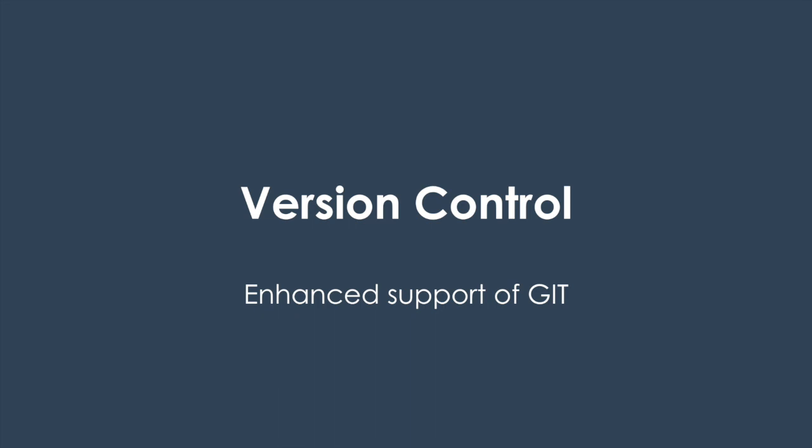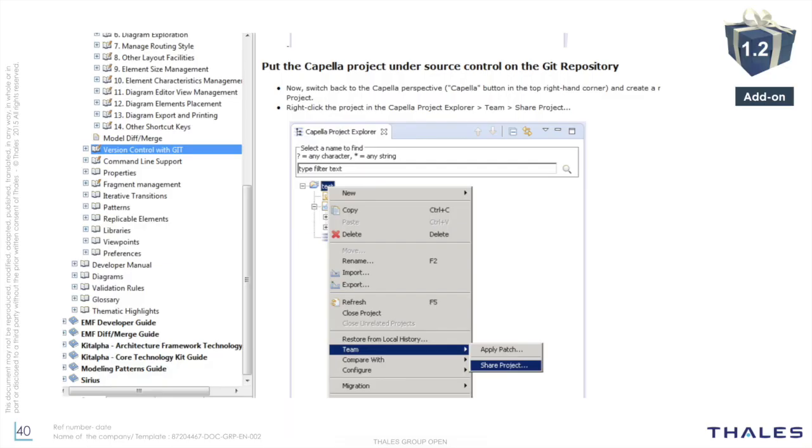Next evolution is version control with enhanced support of Git. As I am not going to perform a demonstration of Git here, that might be the topic of the next webinar. I invite you to go, you know where, in the documentation. We have a long page of explanation of how to configure Git and the clients and so on, and do diff merge and so on. So go in the help and see how you can couple Capella models with Git to manage them in configuration.